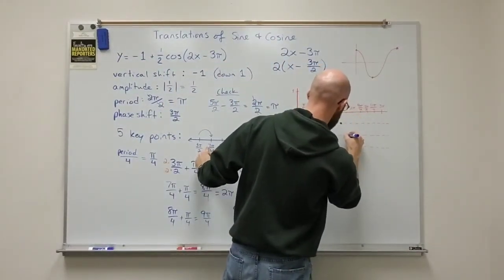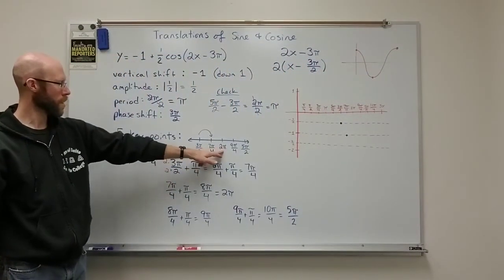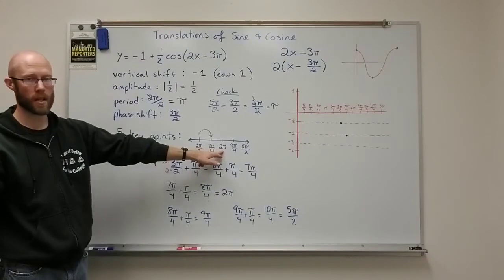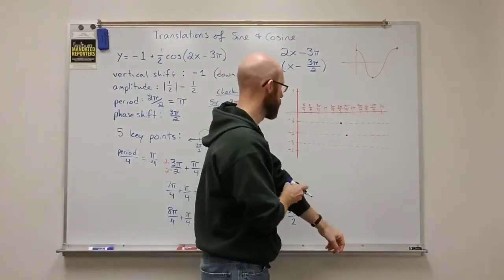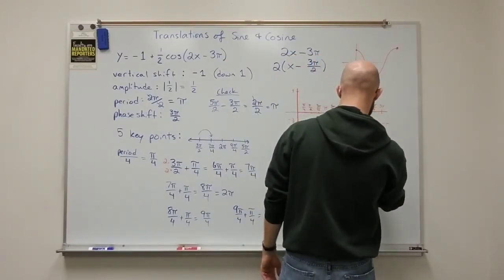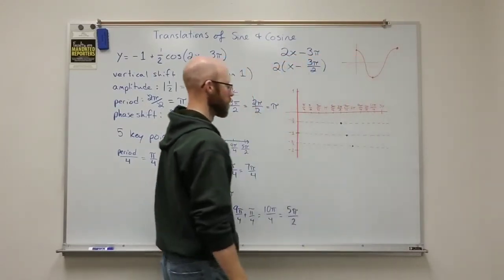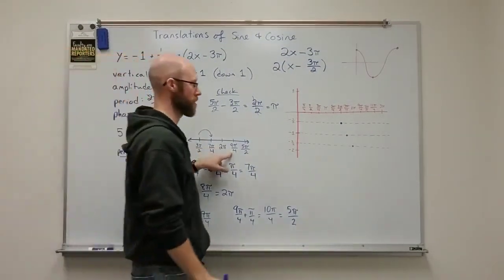7π/4 gets right there. So it's gonna be a little narrower than I was hoping. That's okay. At 2π, you're gonna be at the minimum. That's a halfway point, right? Halfway point, cosine dips to the minimum. Then at 9π/4, it's back up to the middle axis there.